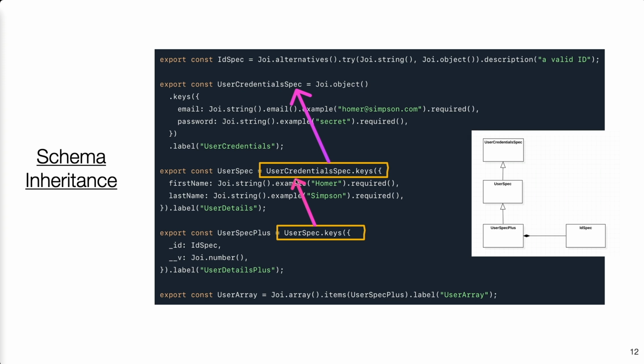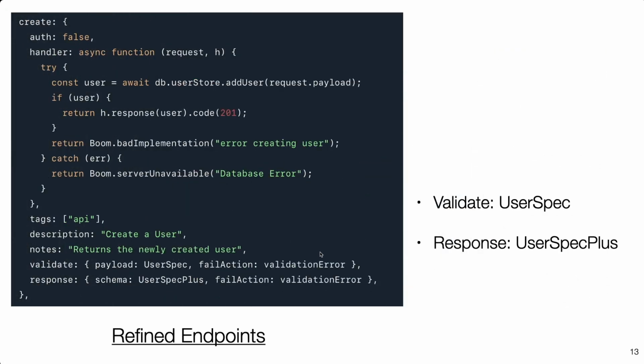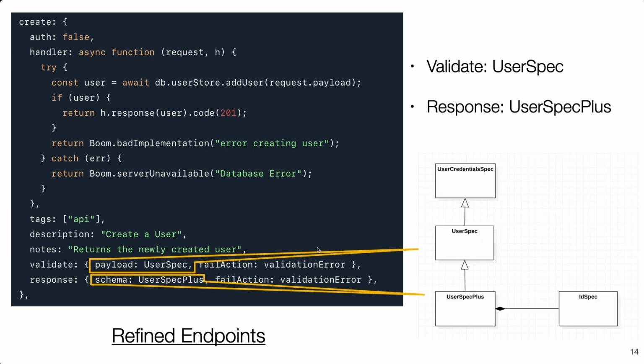So if we're logging in, it's user credentials. If we're creating a user, it would be a user spec. If we're returning values, it would be user spec plus. So if we use those correctly, and here's an example of us doing that, we would be specifying the appropriate values in the payload and in the validate, and in the response. In validate, it's a user spec. In the response, it would be user spec plus.